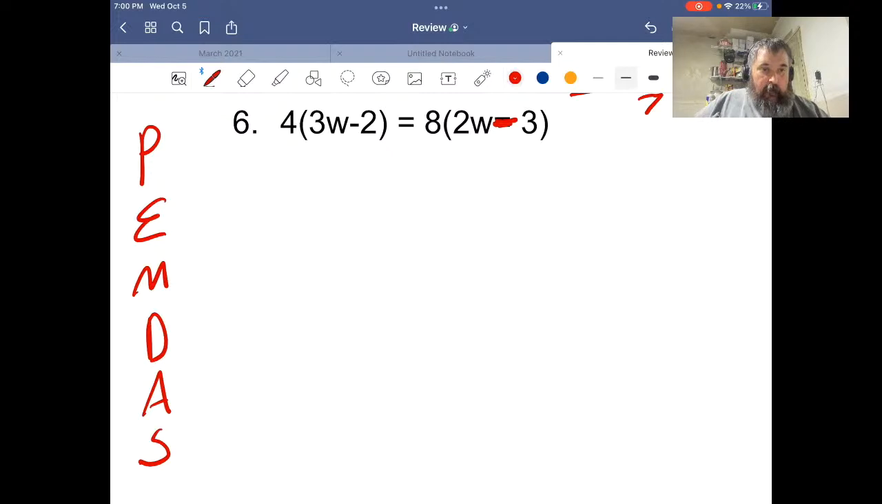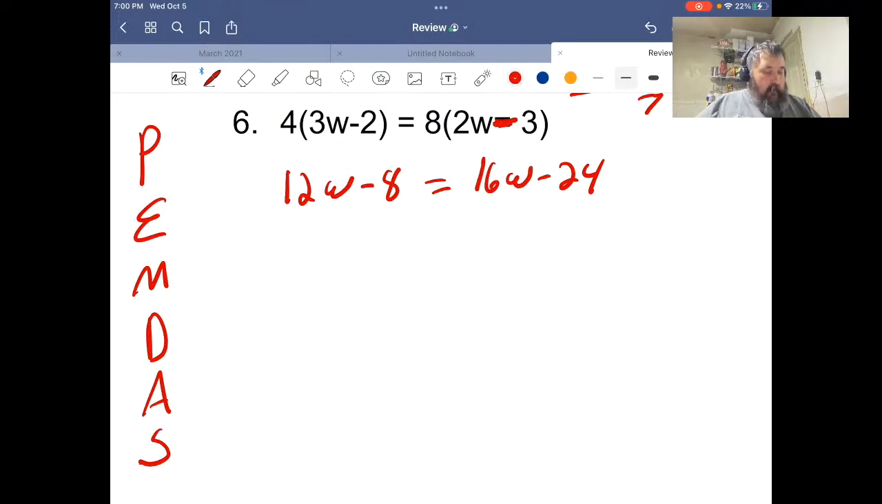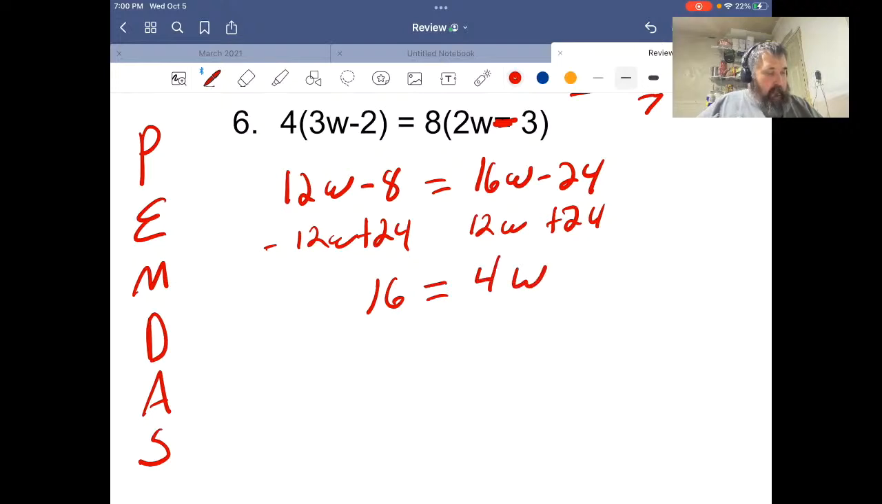Okay. So we got 12W minus 8 equals, and then we got 8 times 2W, so that's 16W minus 3 minus 24. Okay. So what we're going to do is try to get the variable on one side. So I'm going to add 24 here, and I'm going to subtract 12W. That gives me 16 equals 4W.